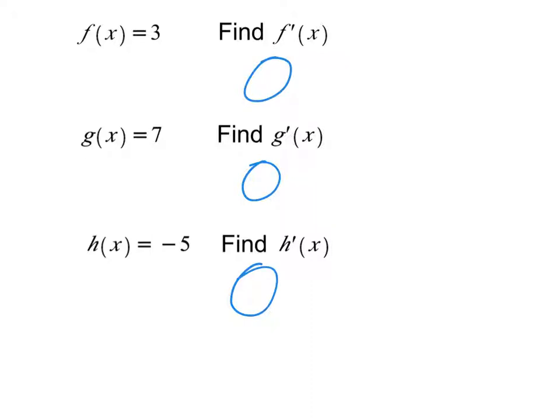A little bit of a reminder about why. If I were graphing any of these, remember the graph would just be a horizontal line. In the case of the first one, it's a line at 3. Here's a line at 7. Here's a line at negative 5. But all of them have a slope of 0 because they're all horizontal. And remember, the derivative means the slope. That's why all of our slopes there are 0.